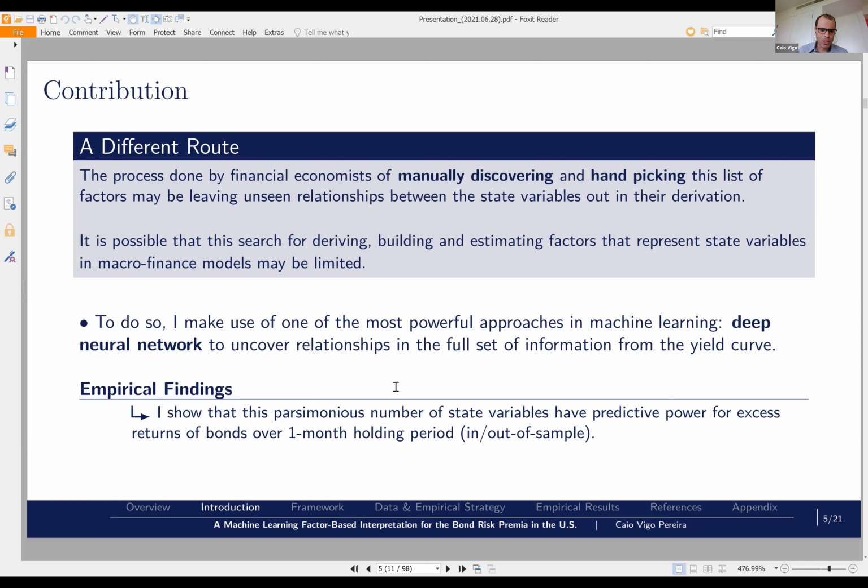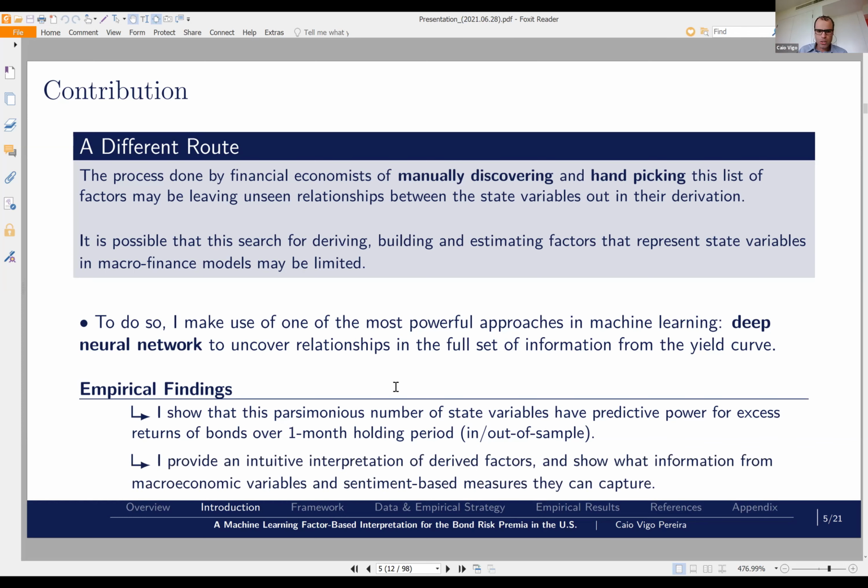And this is an implication of one of the papers here too, saying that we are not robust when you're using a 12-month holding period. So we have econometric issues when you have overlapping returns. I will mention this quickly also here. And I also provide an intuitive interpretation of these factors that I derive.